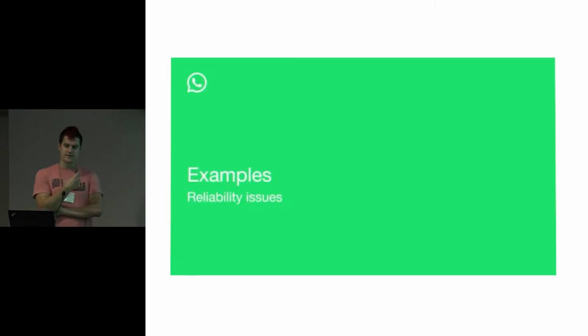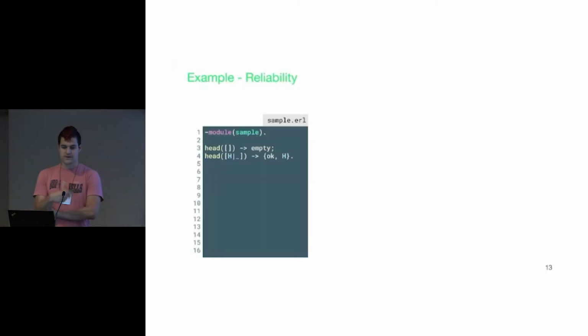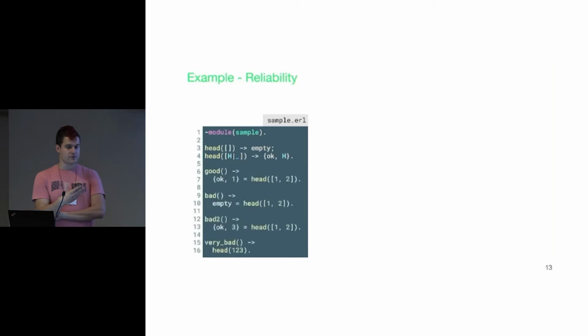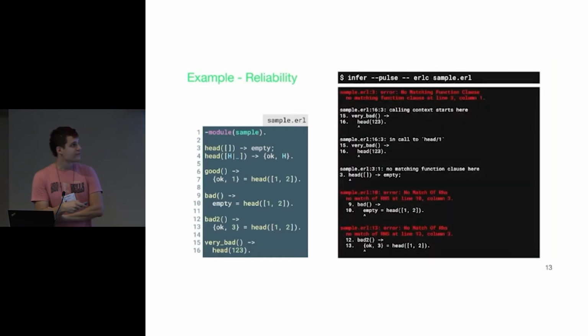And so besides these user-specified properties, we can also check some of the standard Erlang errors. We call these reliability issues. So for example, if you have this head function here, which either returns empty or a tuple of ok and head, and there's a few use cases like good will match and all the others will crash, then we can also run Infer on this. For this, we use the Pulse analysis. I will get back to this later, but this is what provides analysis for these reliability properties. And again, we provide the compilation command, and then we get a list of the potential crashes.